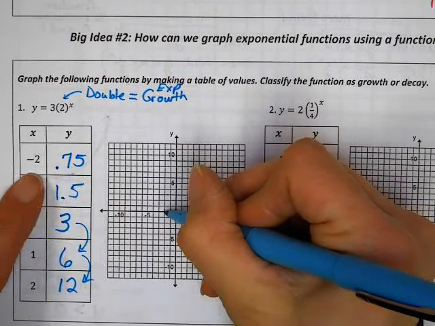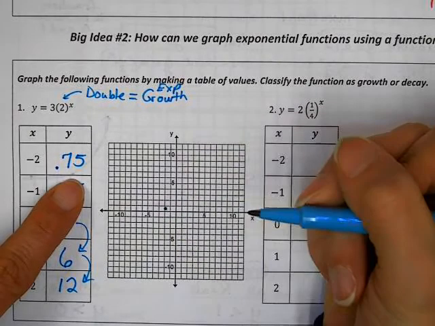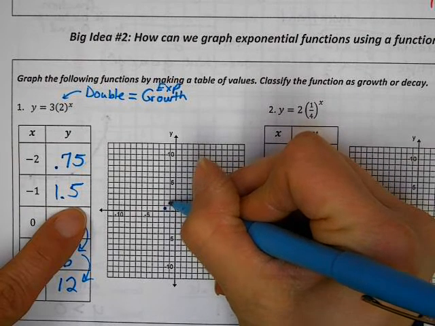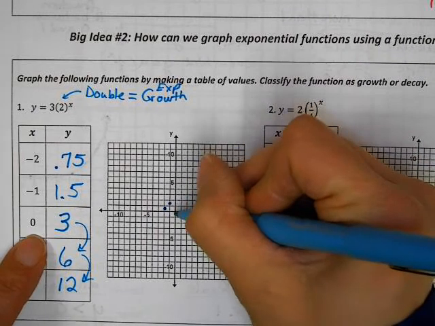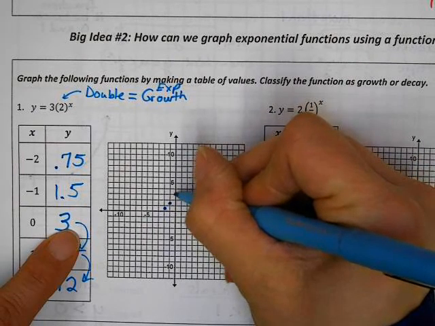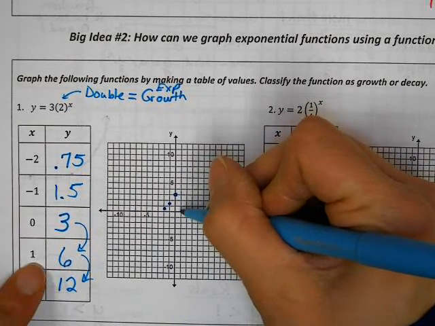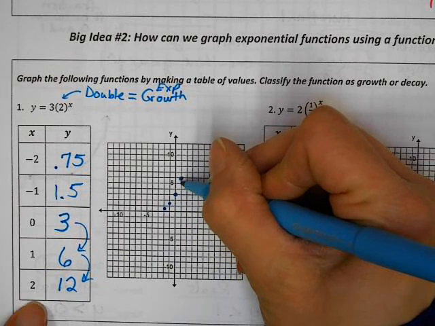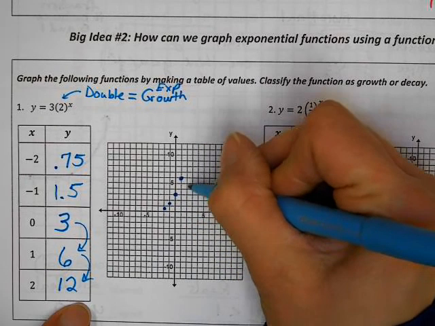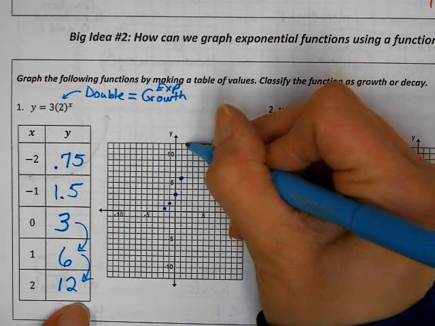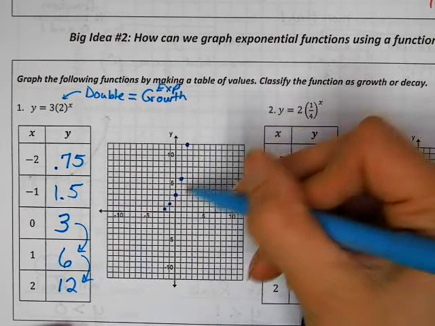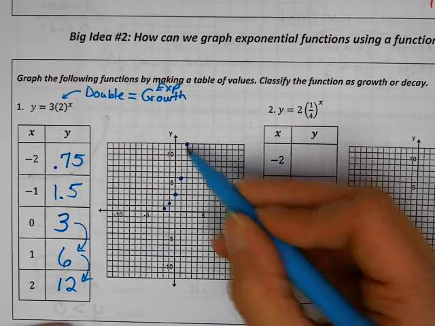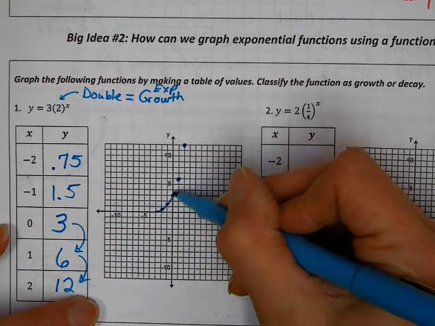-2, 2 to the left, 0.75. -1, 1.5. 0, and then 1, 2, 3. 1, 6. Oh, look at that. It's starting to grow. 2, and then all the way up to 12. This is kind of like the pennies problem. At first, 1 penny, 2 pennies, 4 pennies, and then they really started growing, remember? Here is the exponential growth.